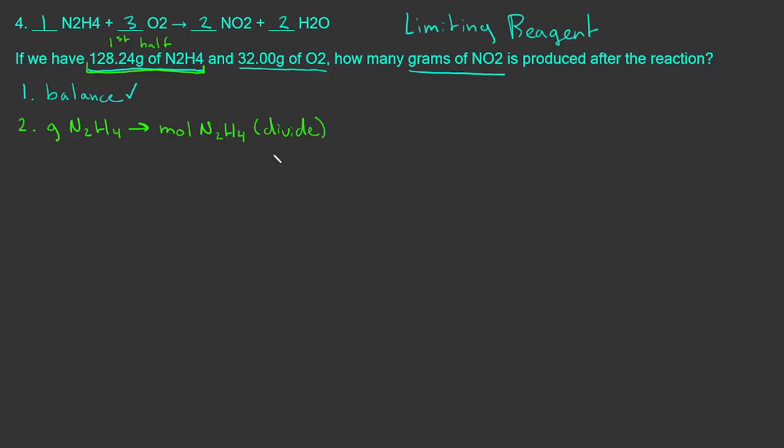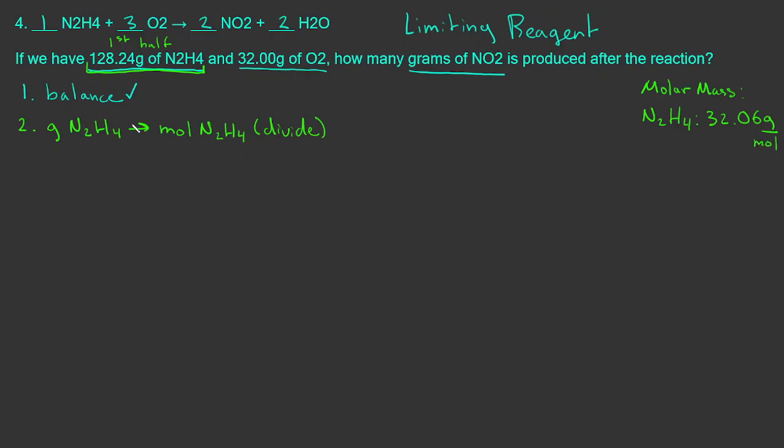And so whenever we go from grams to moles, we divide by the molar mass. And so we need to know the molar mass of this compound, and so I'll make a list over here of the molar masses of all these compounds. In this case, we need the molar mass of N2H4. At this point, I expect you to be able to solve this as well, and this is given to us as 32.06 grams per mole.